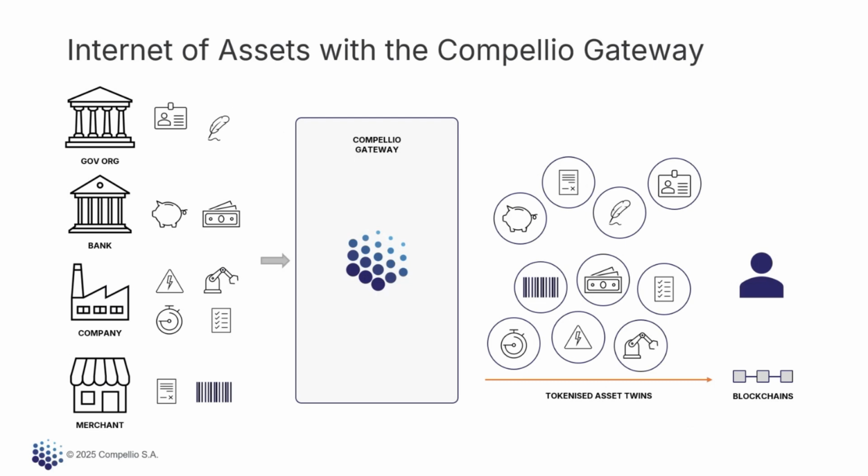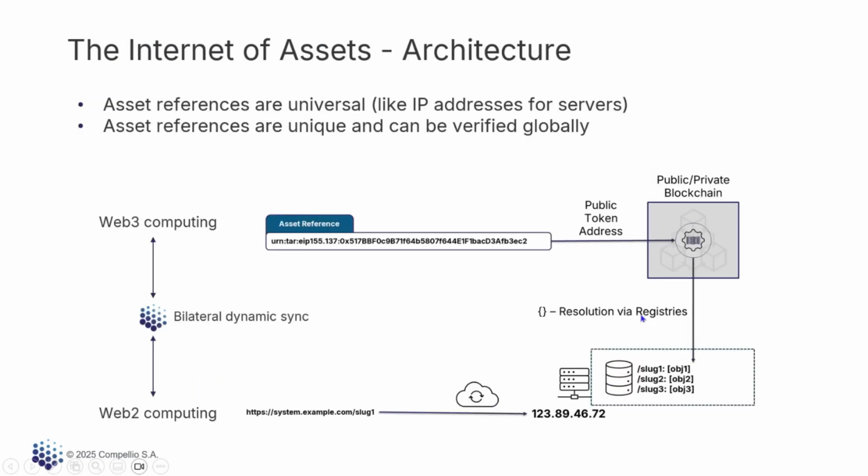Now, our solution is an API-based solution. It sits in the middle, so you see it as Compelio Gateway. On the left side, we have any type of external system from public or private organizations where they can contribute their assets and send information through the API so that we can use the various technologies that we have integrated in order to provide what we call the tokenized asset twin on one or more selected blockchains. To make it a bit more practical, here I present a snapshot of the overall architecture.